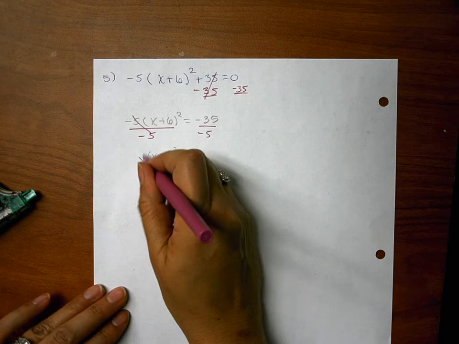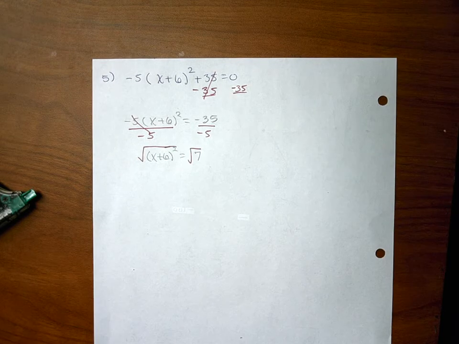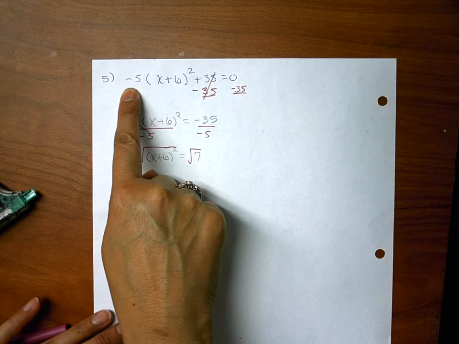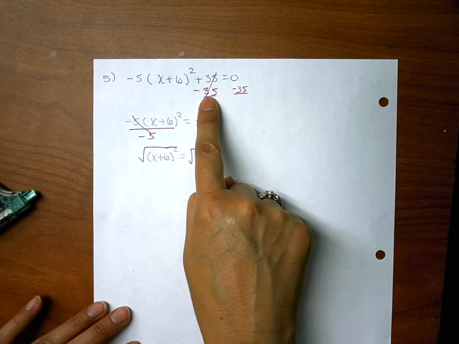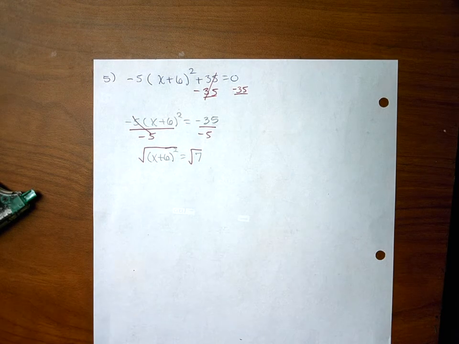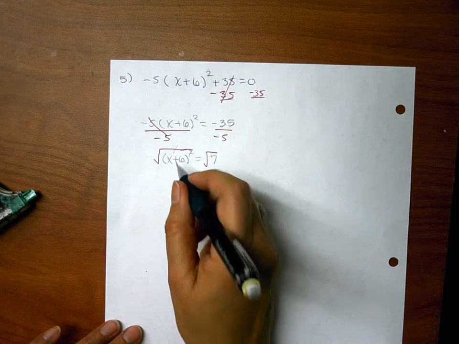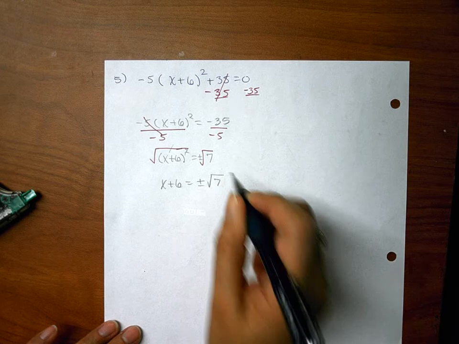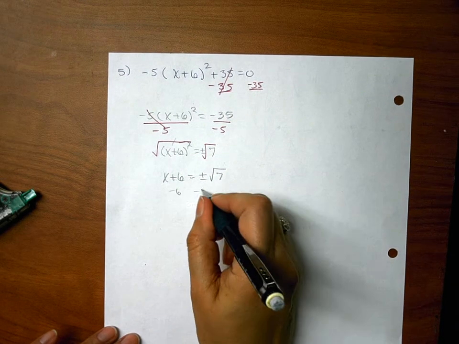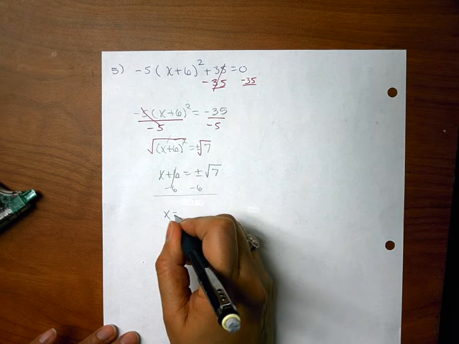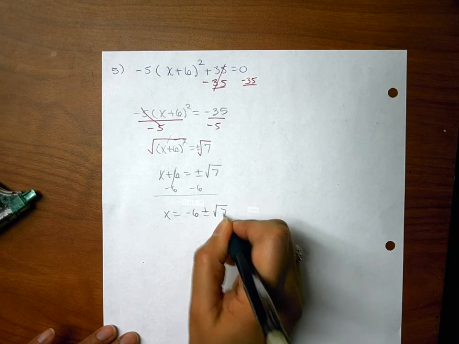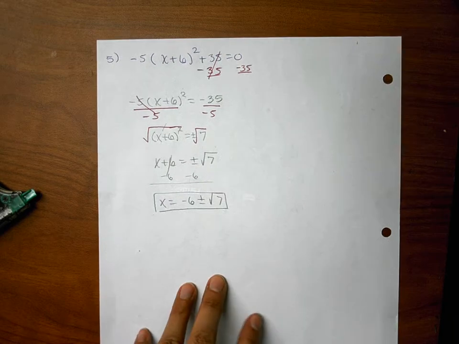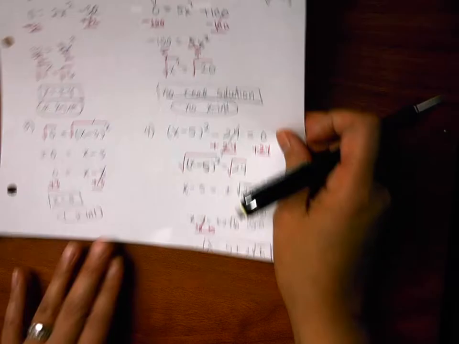Okay, why am I trying to isolate the quantity squared? Because I want to square root it to undo the squared, and I can't square root it until everything around it is gone. The 35 has to be gone, the -5 has to be gone, and I do that by subtracting the 35 and then dividing by the -5. Undo. X plus 6 equals, don't forget your plus or minus. A lot of kids forget that. And then I'm going to subtract 6 to the other side. I like to put my -6 in the front, plus or minus √7 in the back. They are not like terms. These are two answers.